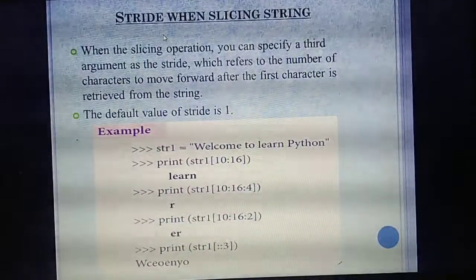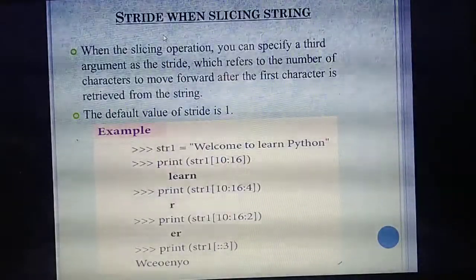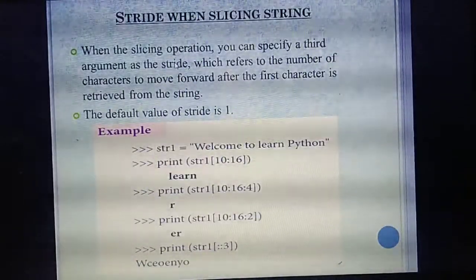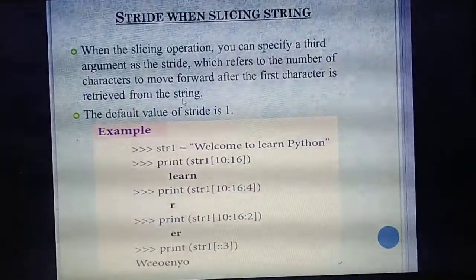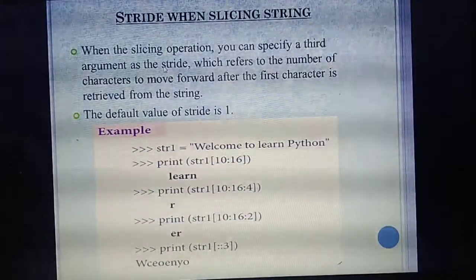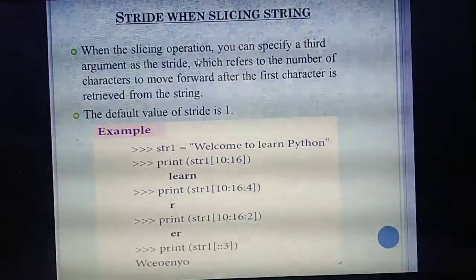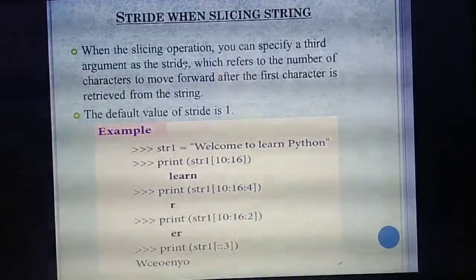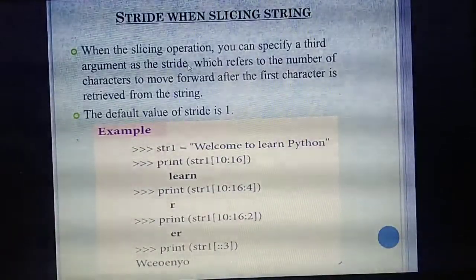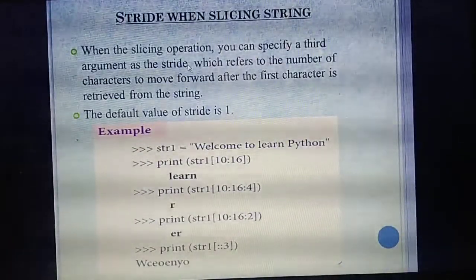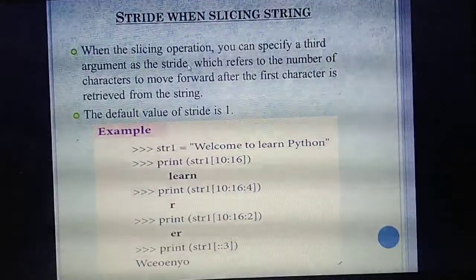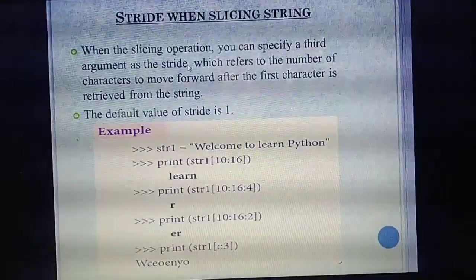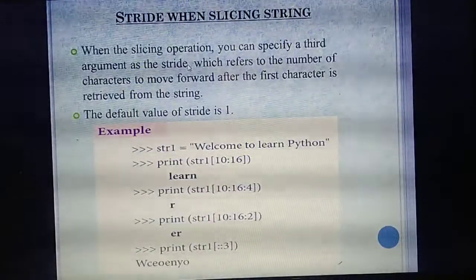You are going to specify some extra argument. That argument we are calling a stride. Likewise, you specify an extra argument that we call a stride. What do you mean by stride? Already you have studied slice, from where to where you can slice the characters. So what does stride mean? It is how many characters you can move forward.